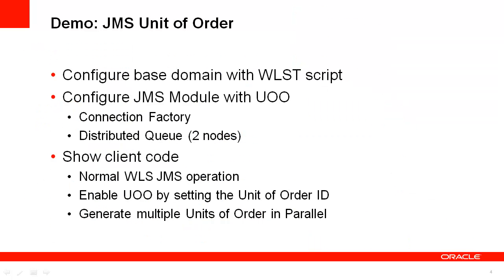Next, I'll be showing you a demo of UnitofOrder in action. I've started by creating a vanilla WebLogic domain without any managed servers, clusters, or resources. We'll configure the base domain and base cluster with a WLST script. Then I'll show you how to configure a JMS module to use UnitofOrder and talk about the different configuration options that are available for UnitofOrder. Next, I'll cover the client code, showing you how to send normal JMS messages, how to send discrete units of order, and then how to send multiple units of order in parallel.